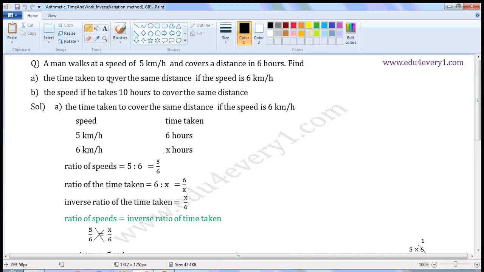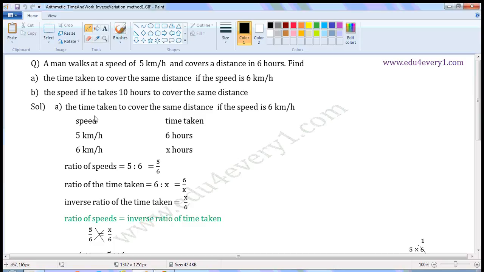A man walks at a speed of 5 kilometers per hour and covers the distance in 6 hours. Find, first one, the time taken to cover the same distance if the speed is 6 kilometers per hour. Second one, the speed if it takes 10 hours to cover the same distance.